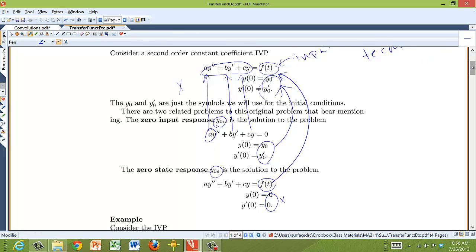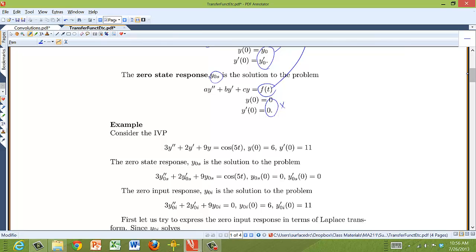Okay? So if we take a look at this initial value problem, 3y double prime plus 2y prime plus 9y equals cosine 5t, and I want the initial values to be 6 and 11. The zero state response is a solution to this problem. Okay, so I would solve this problem and I would get y0s. It's zero state, so its initial state is all zeros. So these guys are zeros.